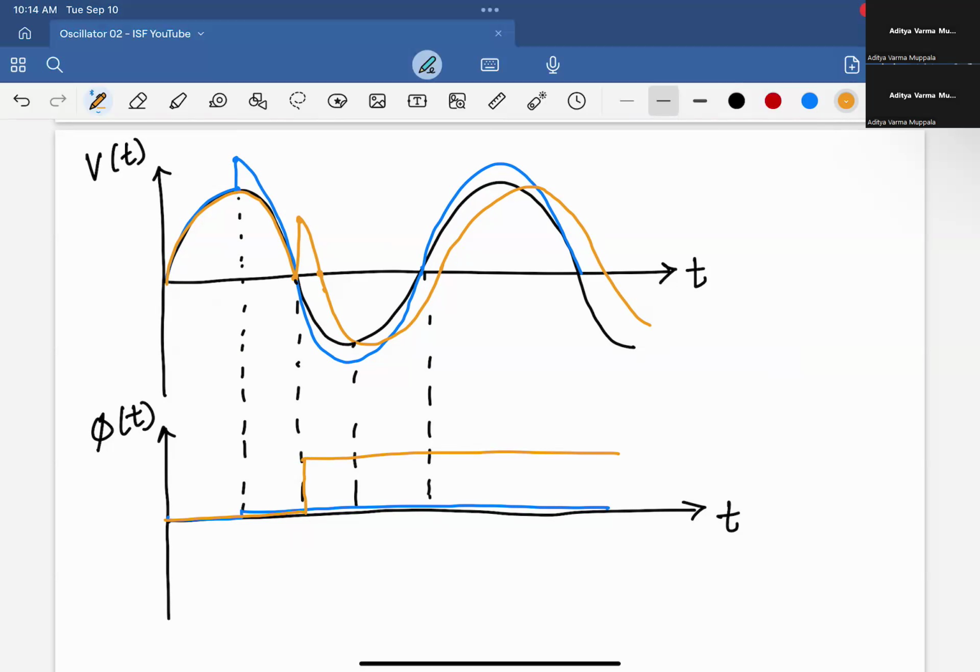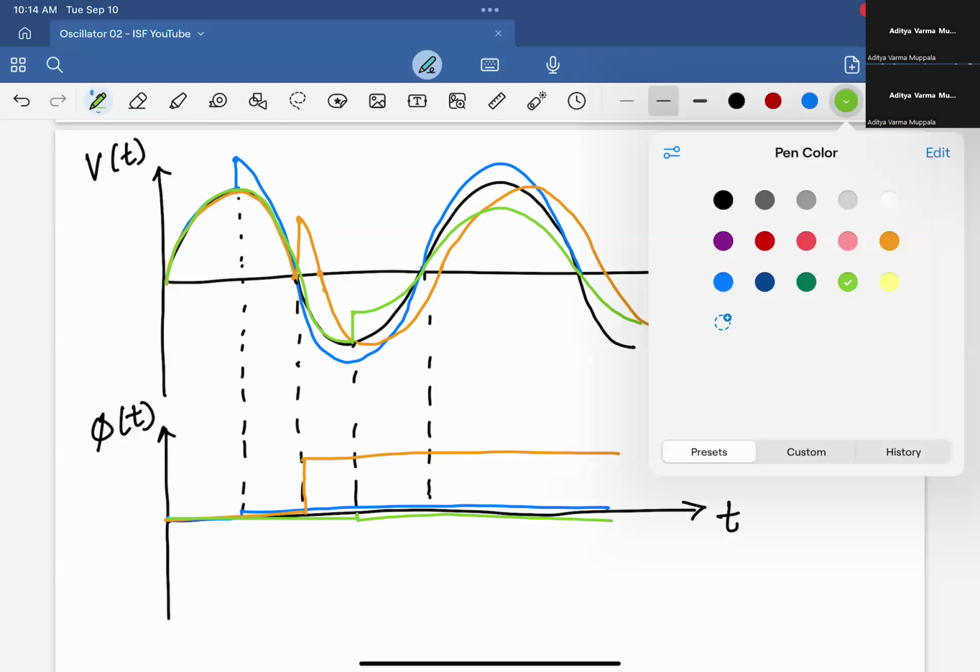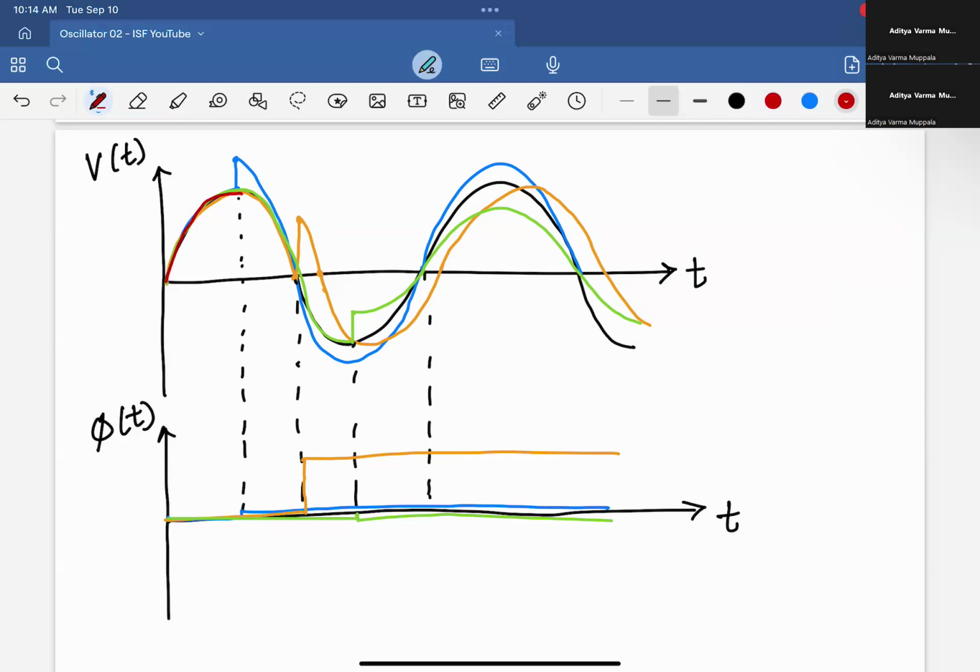Then again, let's take a different color, maybe green. So let's say you add a step down here, right? And the idea is that, okay, it doesn't have any impact on the phase again. So the green line would again be basically zero, but maybe slightly negative, right? And then let's take another color. How about red? Okay, this thing is going on along the black curve.